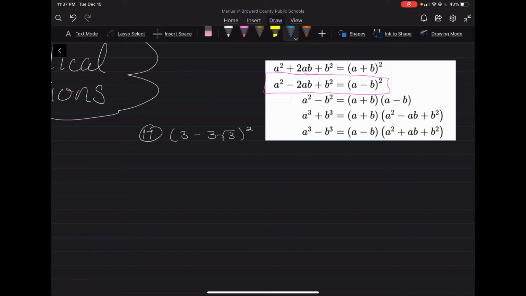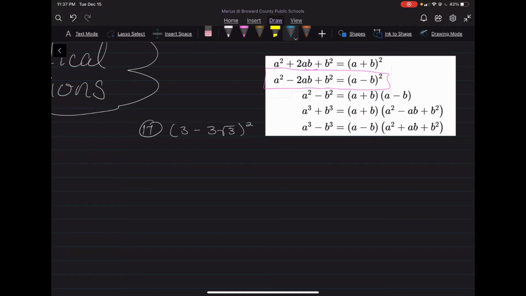If you look closely, for number 17, our expression is already in the form of the group a minus b, squared. 3 is a, and 3 square root 3 is b. So if we just plug these into this formula, it'll help speed up the process. Let me just show you, this is going to be a squared minus 2ab plus b squared.